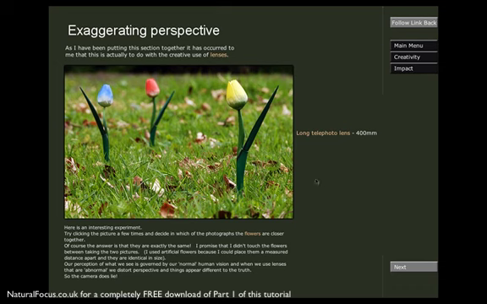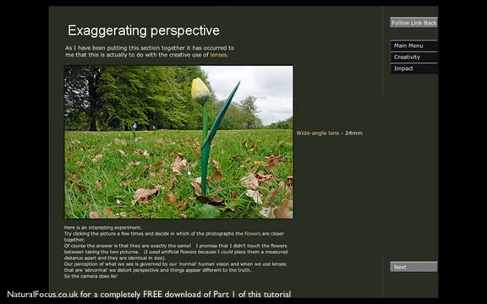Now, without moving the flowers, look at the difference. For now we're using a wide angle lens. How the perspective has changed. How your view on the 2 flowers or the 3 flowers has changed. Let's just go back to the other one.